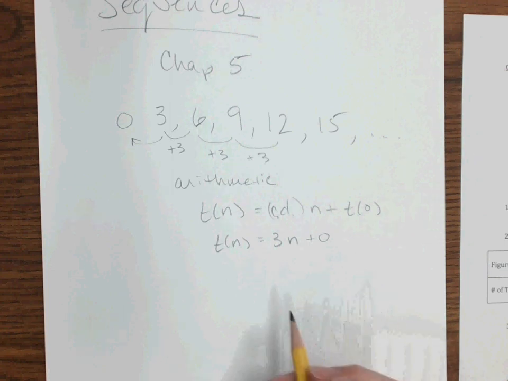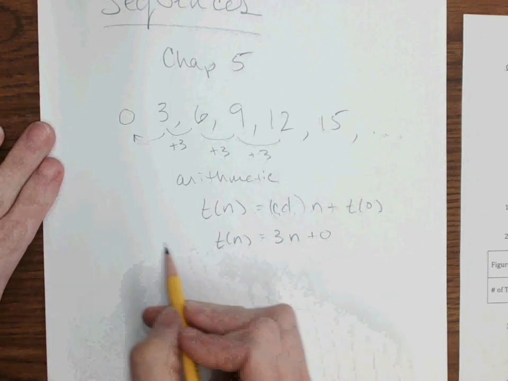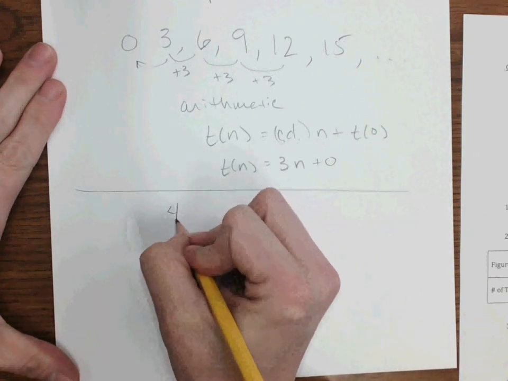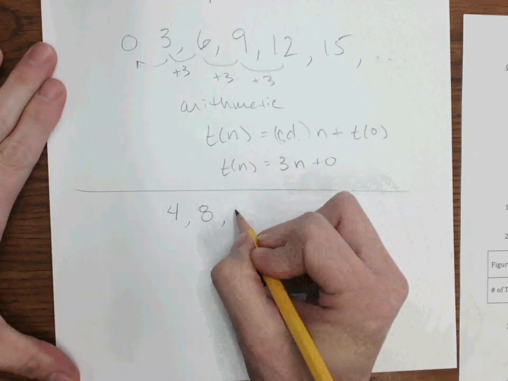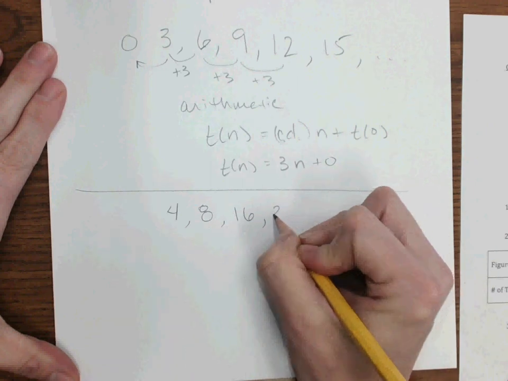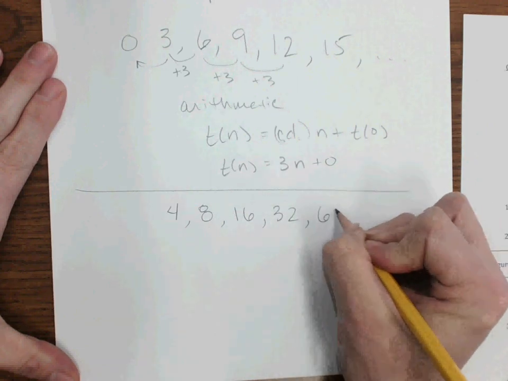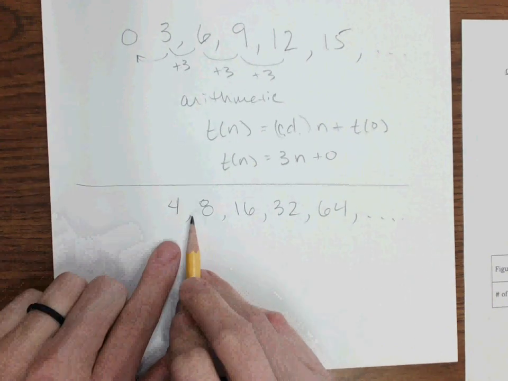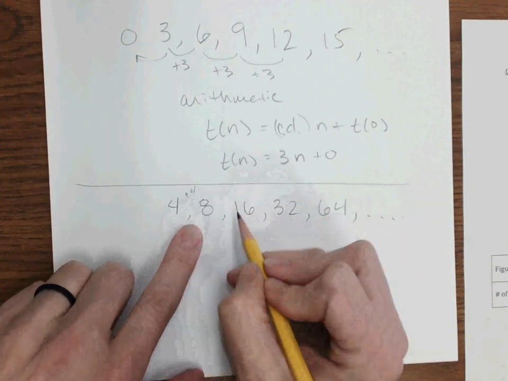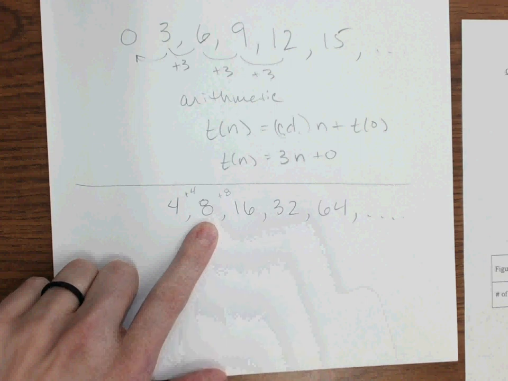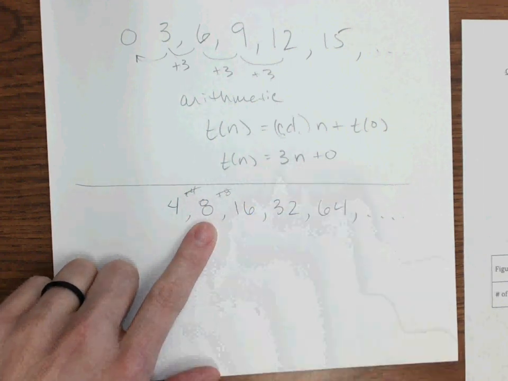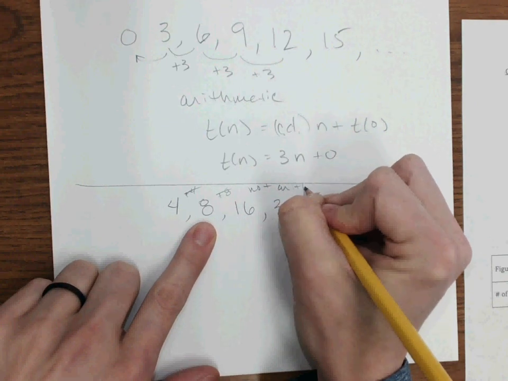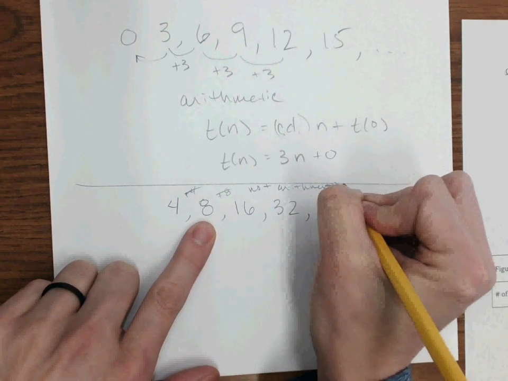What we're going to look at today in more detail, though, is what if I've got something like this? What if I've got 4, 8, 16, 32, 64, etc. This one, in order to get from here to here, I add 4, but then I add 8. I'm not adding the same thing each time, right? So it's not arithmetic. It doesn't have that common difference.